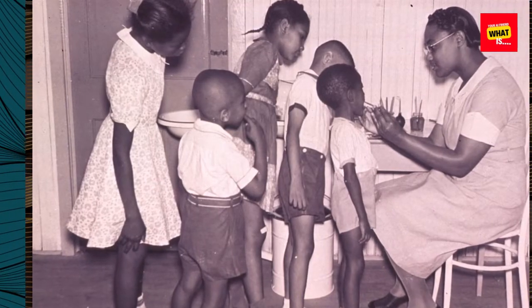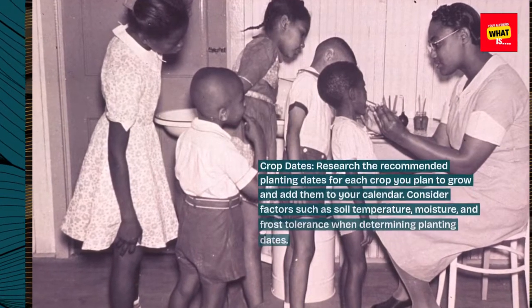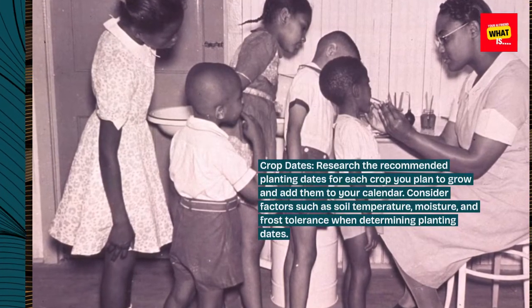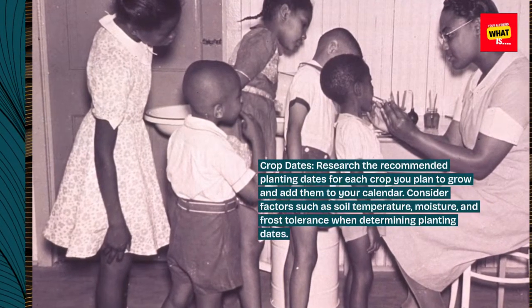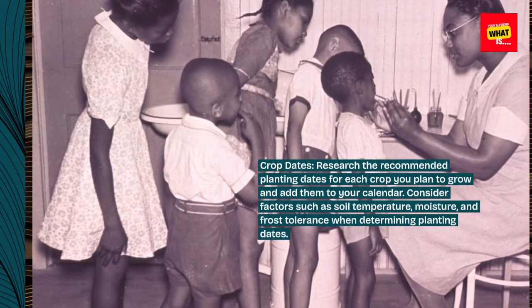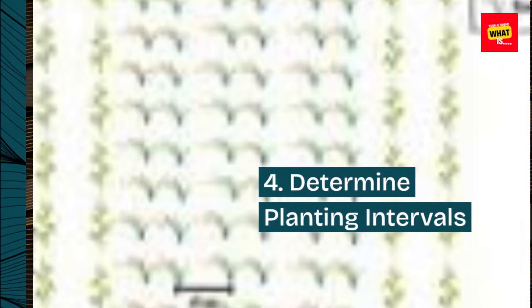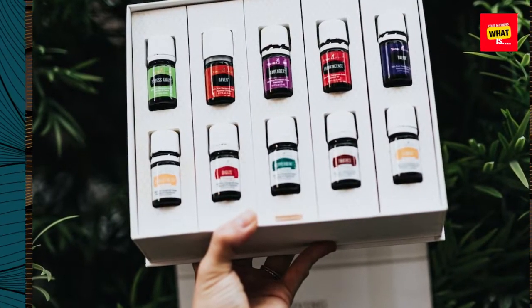Crop dates. Research the recommended planting dates for each crop you plan to grow and add them to your calendar. Consider factors such as soil temperature, moisture, and frost tolerance when determining planting dates. 4. Determine planting intervals. Succession timing.